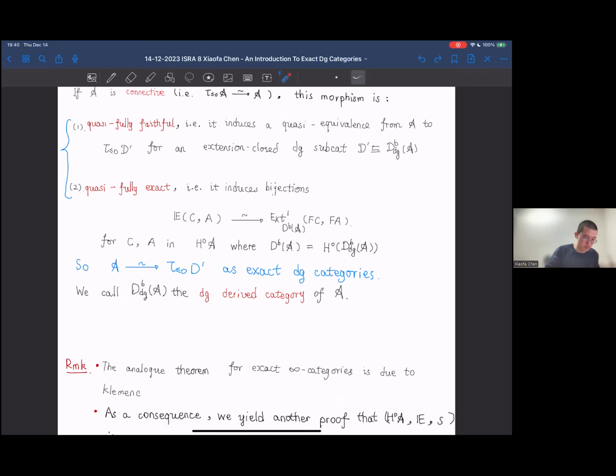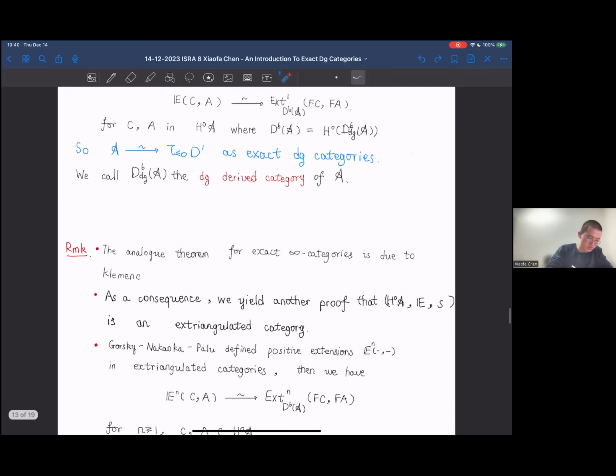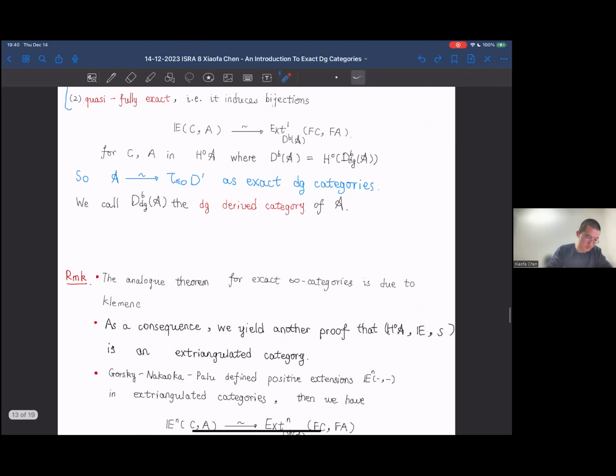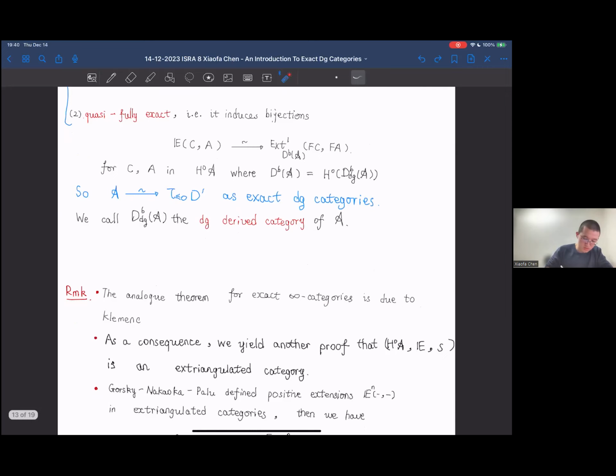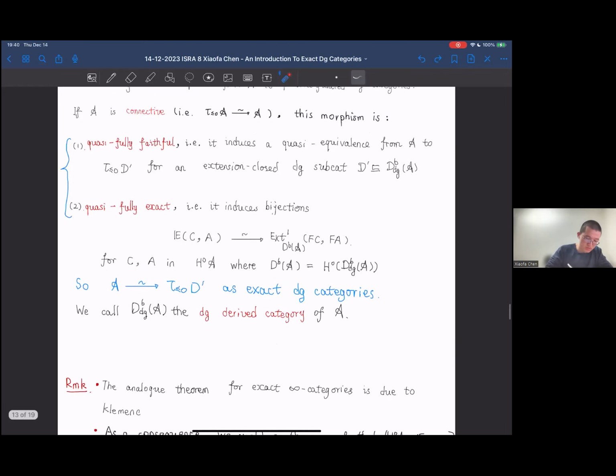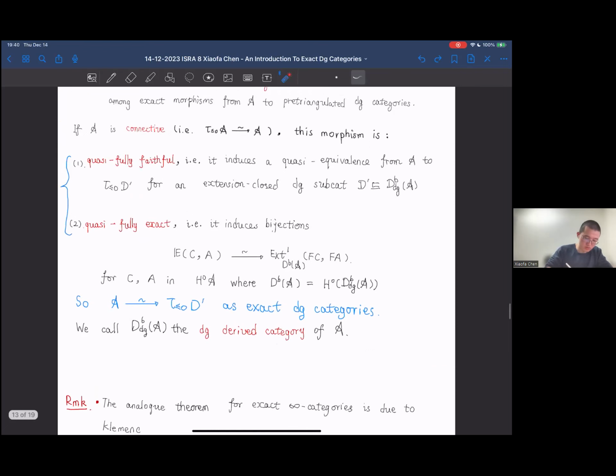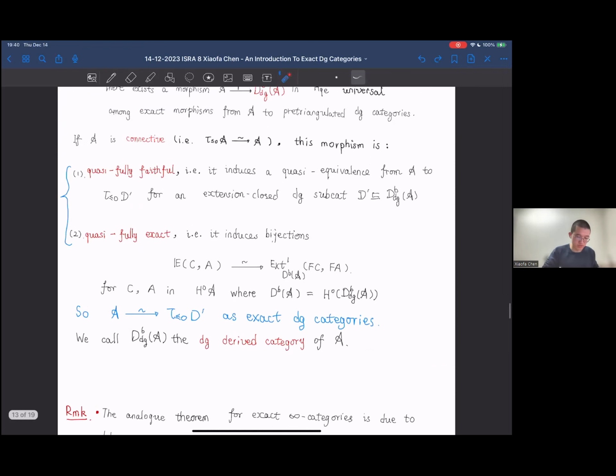We also have a corresponding analogous theorem for exact infinity categories, due to Clément. And as a consequence of this embedding theorem, we have another proof that this triple, H0 of A with the bimodule and the correspondence, is extriangulated. That's because H0 of A will be an extension closed subcategory of DBA, a triangulated category.